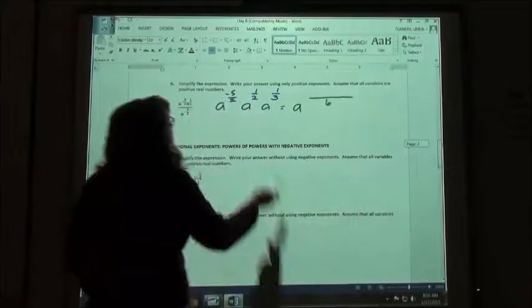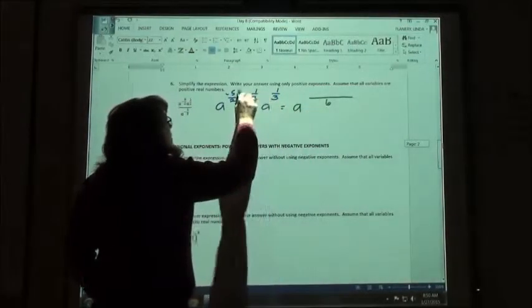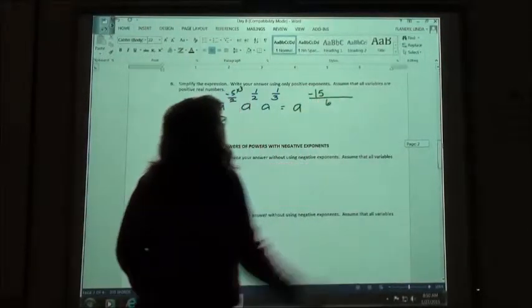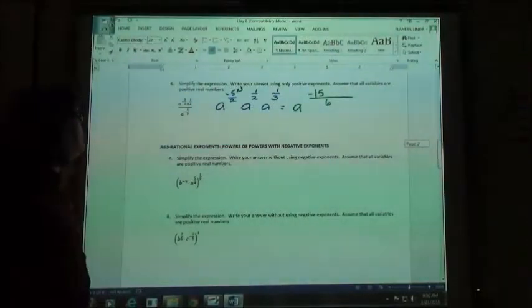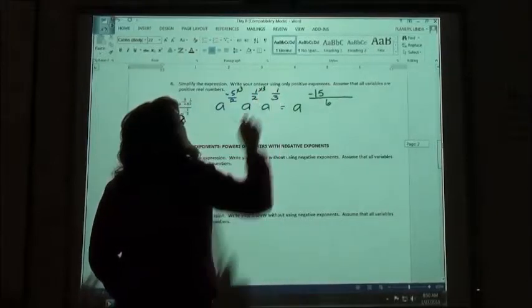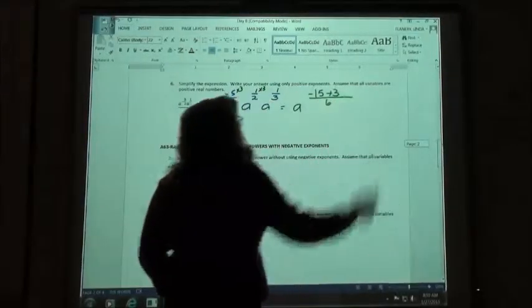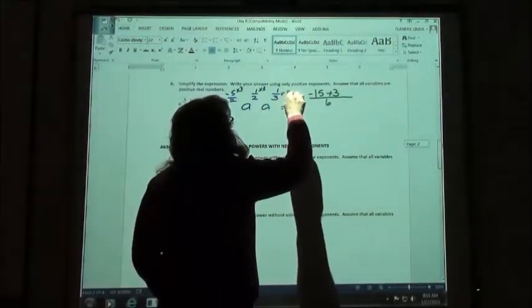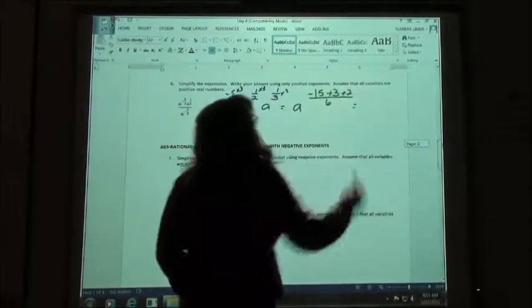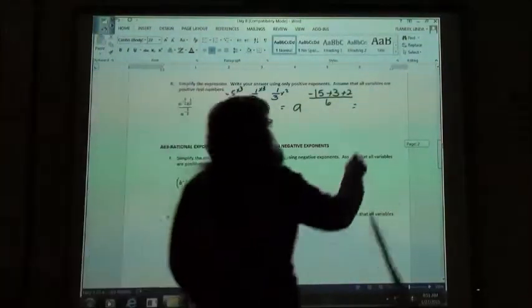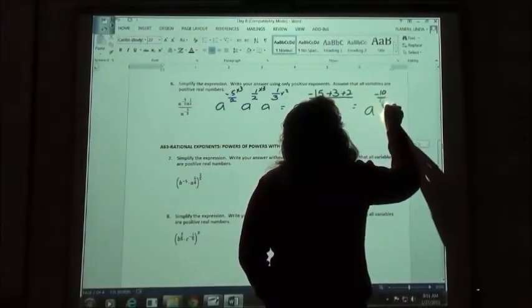And so, 2 goes into 6 3 times. 3 times that minus 5 is negative 15, yep. 2 goes into 6 on the second fraction. 3 times the 1 is 3, and then 3 goes into 6 2 times. 2 times the 1 is 2. So, I have negative 15 plus 3 plus 2, which would give me negative 10. I have a to the negative 10 over 6.